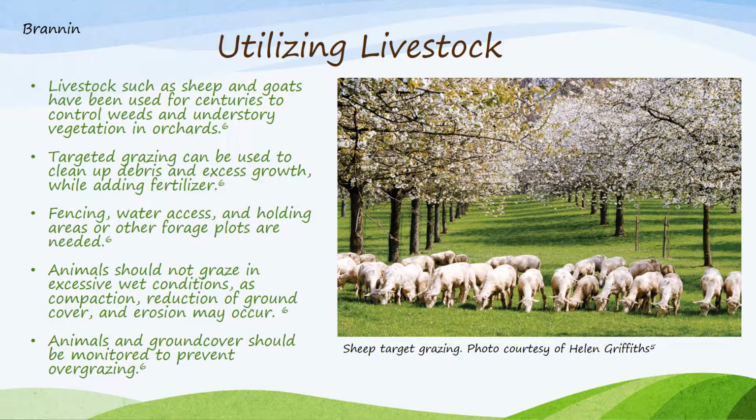Livestock such as sheep and goats have been used for centuries to control weeds and understory vegetation in orchards. Targeted grazing can be used to clean up debris and excess growth while adding fertilizer. Fencing, water access, and holding areas or other forage plots are needed for the livestock. Animals should not graze in excessive wet conditions as compaction, reduction of ground cover, and erosion may occur. Animals in ground cover should be monitored to prevent overgrazing.